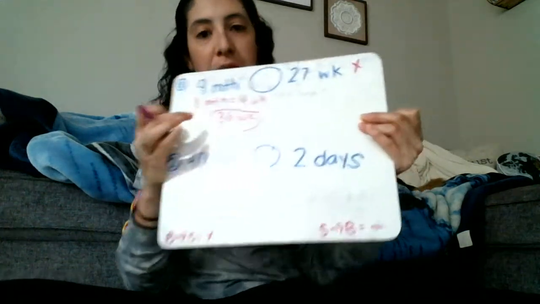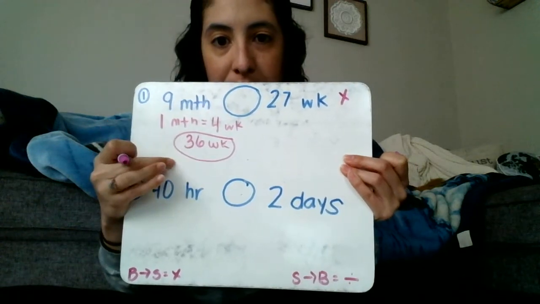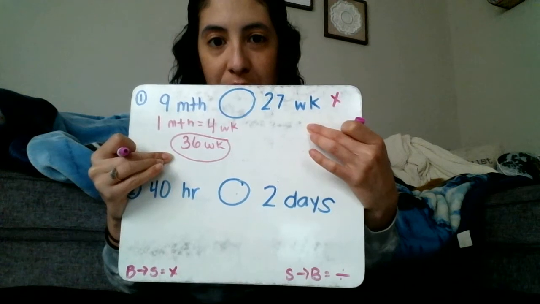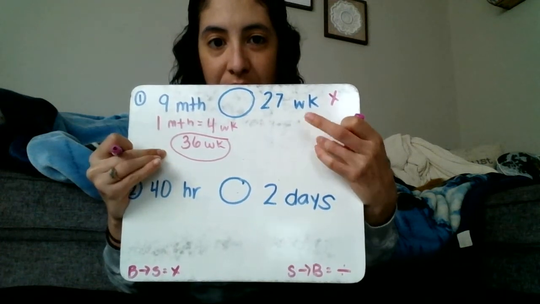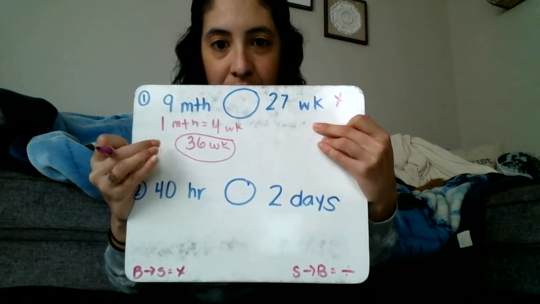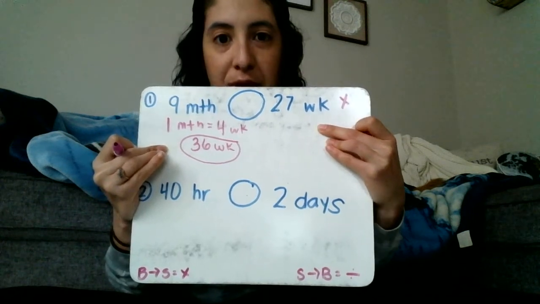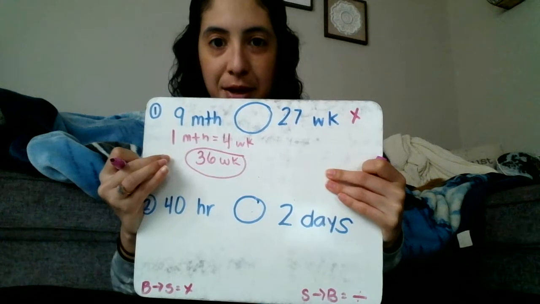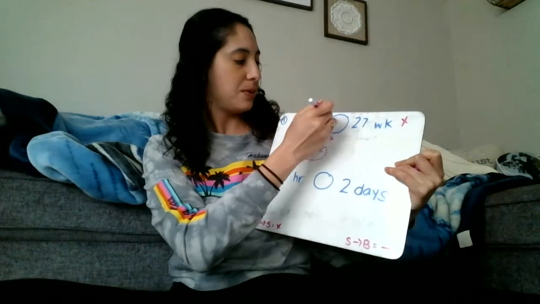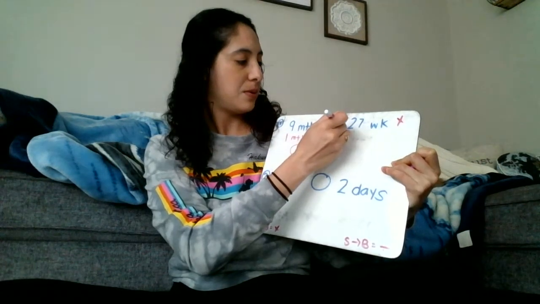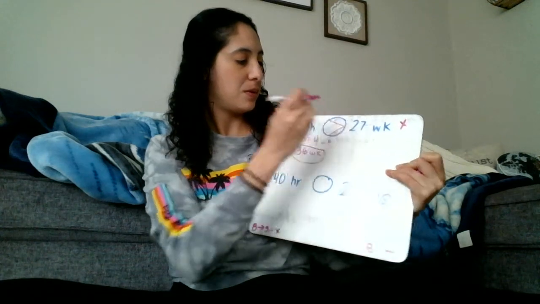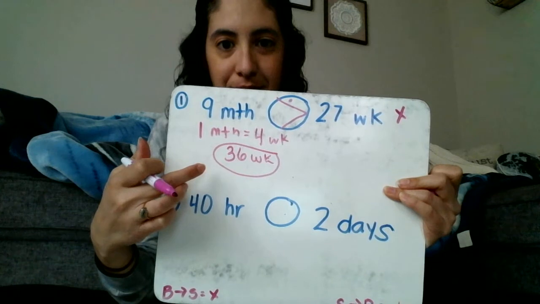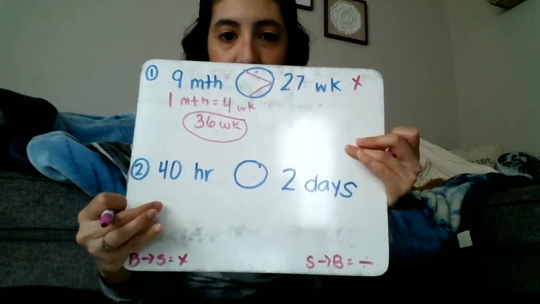Okay, so now I can compare. Now that my 9 months is in weeks, I can compare 36 weeks to 27 weeks. Which one's bigger? This side or this side? This side, right? So I know that my Pac-Man always wants to eat the bigger amount. So there's my Pac-Man. It's going to eat the 36. Okay, let's go down here.